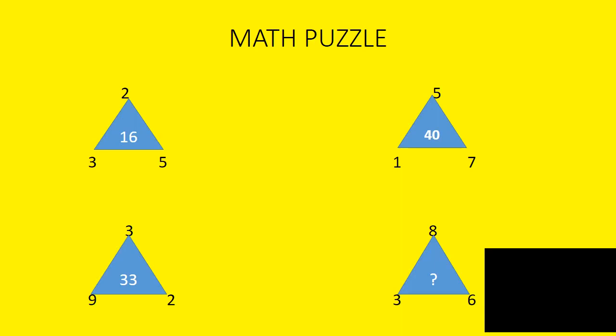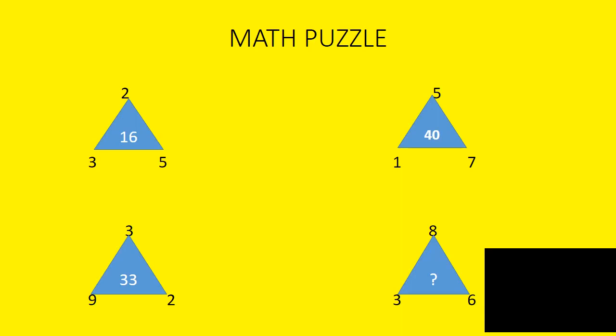In the first triangle, multiply the numbers on the left hand side. 2 3s are 6. Multiply the numbers on the right hand side. 2 5s are 10. When you add 6 and 10, you will get the answer as 16. In the second triangle, left hand side 1 5 is 5 and right hand side 5 7s are 35. 5 plus 35 is 40.